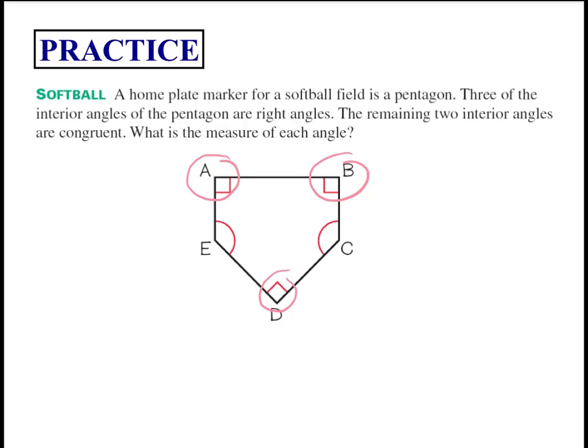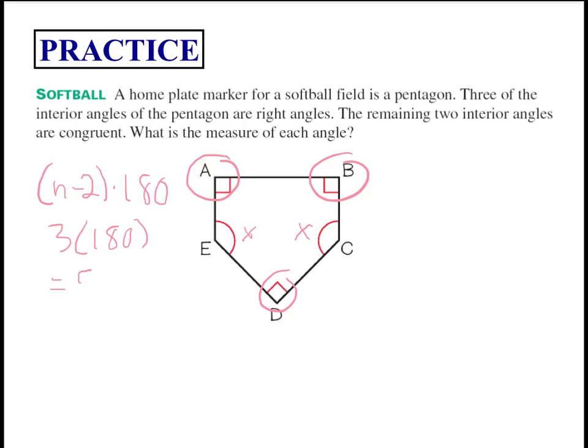So let's give those the variables of x and x, since they are congruent. So our plan should be to figure out what all of the angles inside of the home plate marker are, and then figure out what x and x are. So we have to use our equation n minus 2 times 180 because we want to find the sum of the interior angles. Now it's a polygon, so there's 5 sides. So 5 minus 2 is 3, and multiply that by 180. When we do that, we end up with 540 degrees.